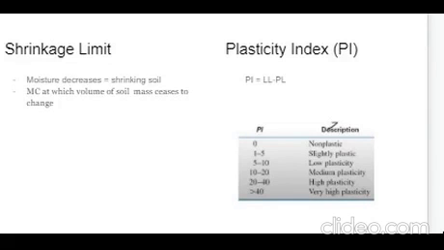Shrinkage limit is the moisture content at which the volume of the soil ceases to change at a certain point. This is because as moisture decreases, the soil shrinks, but at a certain point it stops changing volume. And plasticity index is the difference between liquid limit and plastic limit. And as you can see over here, different plasticity indices can indicate different plasticity.